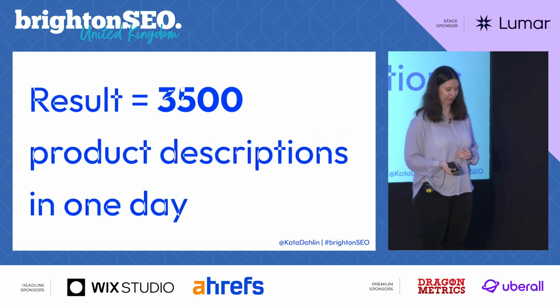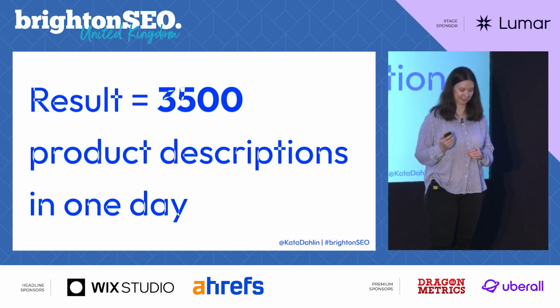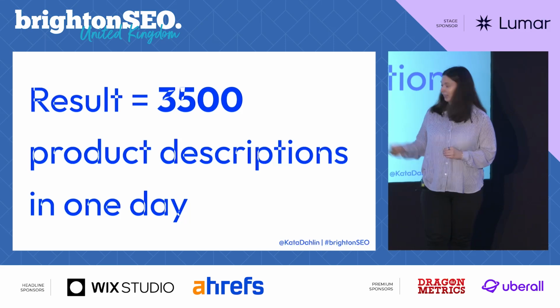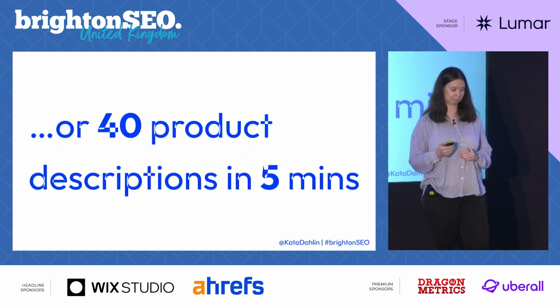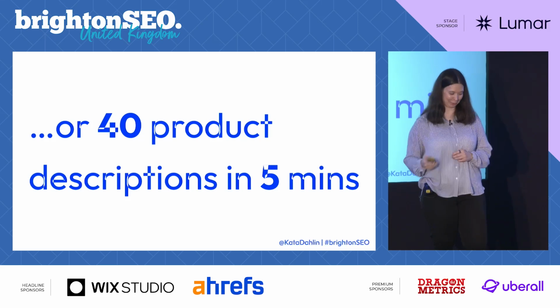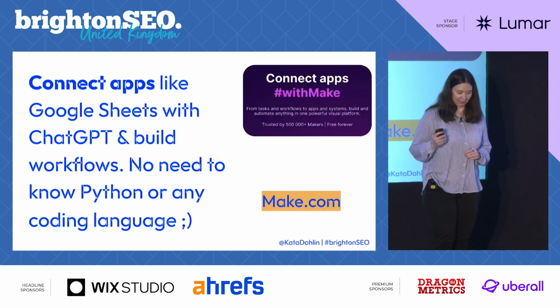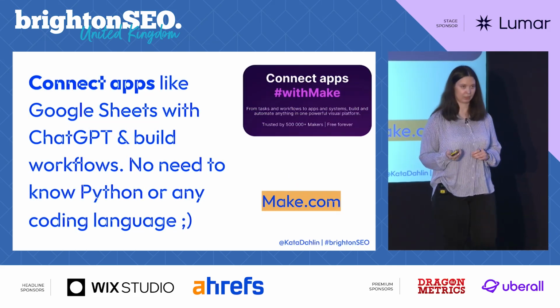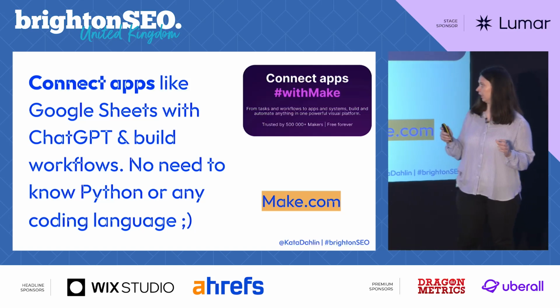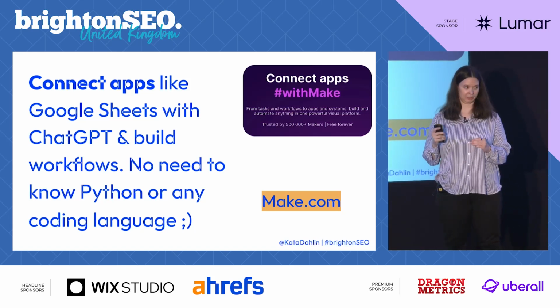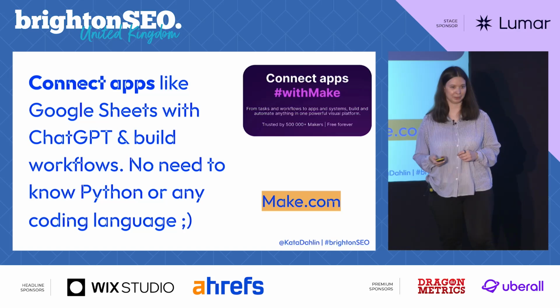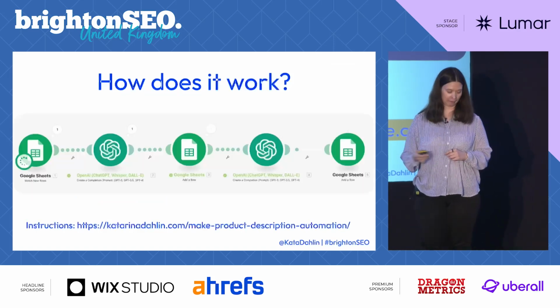Even 3,500 in one day, like I did. And if we count that into minutes, it's 40 product descriptions in 5 minutes. So that's a lot better than one. In make.com, you can connect apps like Google Sheet with ChatGPT, and you don't need to know any Python and any coding, and that's good because I'm not a developer.